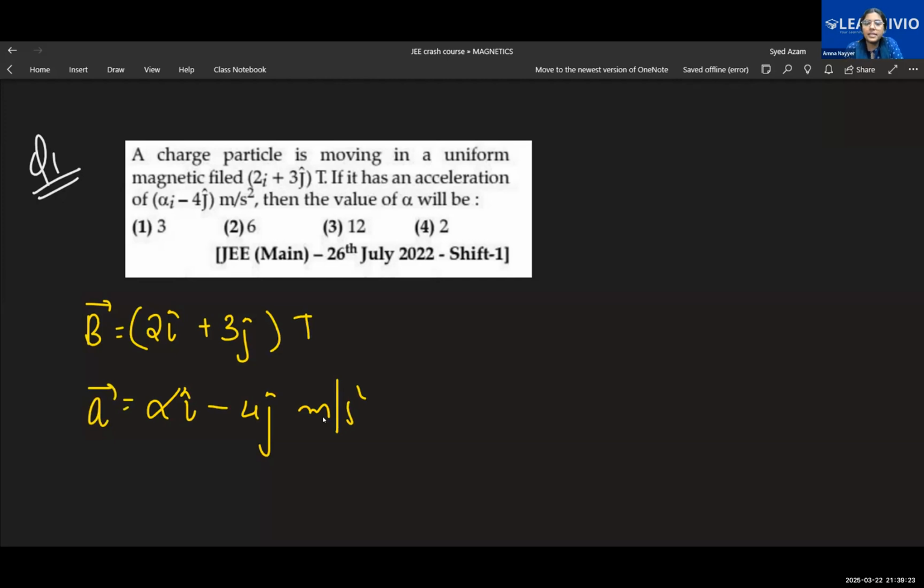Now see, in this question, what is this? This is the moving particle in a uniform magnetic field. It's the particle in the uniform magnetic field.